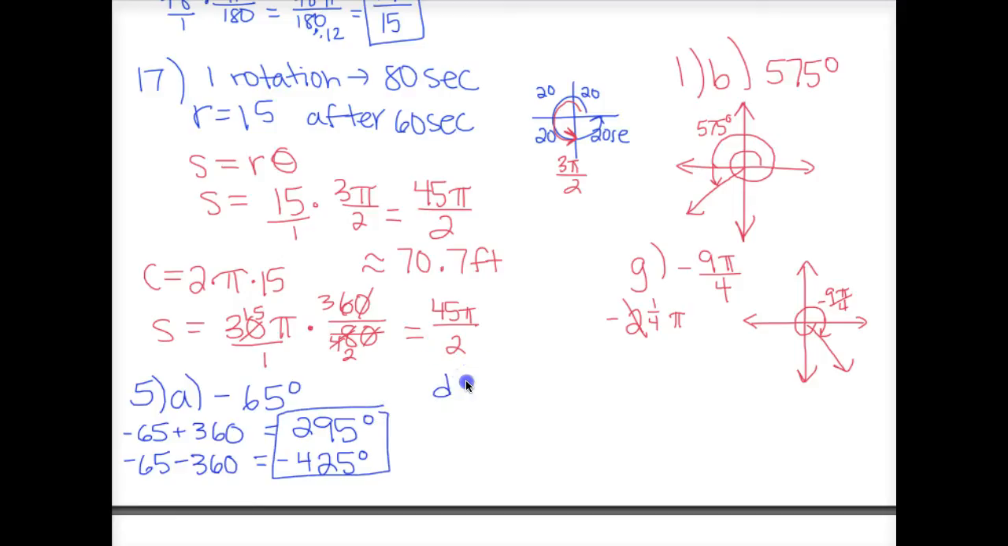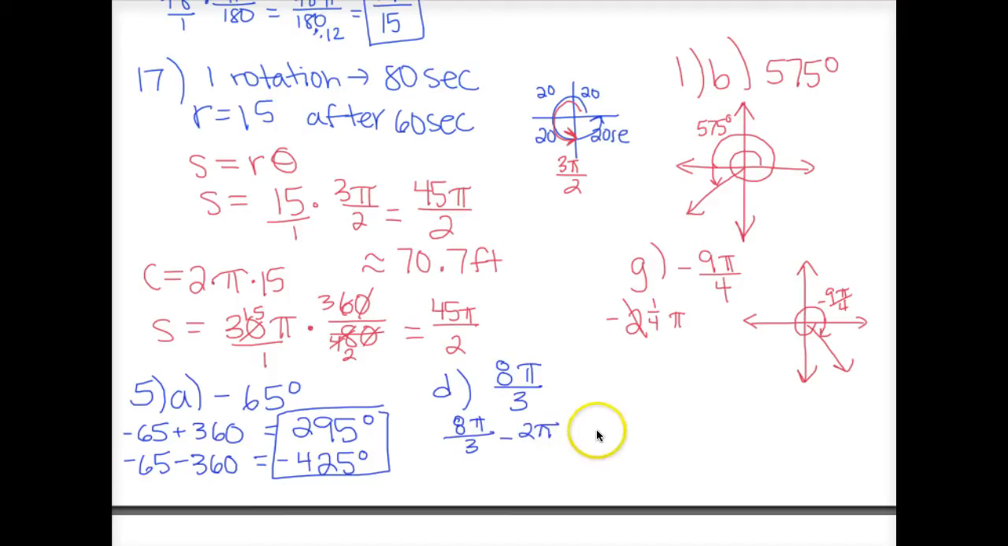For 5D, this one, 8 pi over 3. So this one's in radians, which means our answers need to be in radians. So instead of adding, subtracting 360, we're going to add and or subtract 2 pi. So this original angle is bigger than 2 pi because 3 goes into 8 more than 2 times. It's 2 2/3. So I am going to start here by taking 8 pi over 3 and subtracting 2 pi.